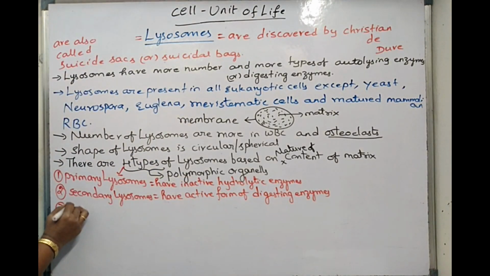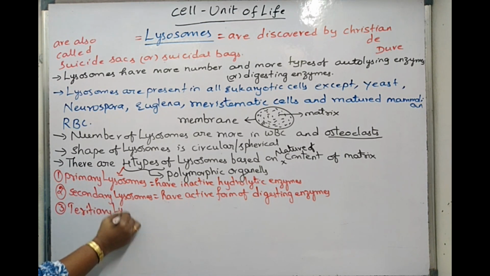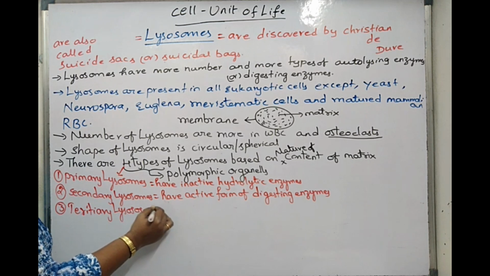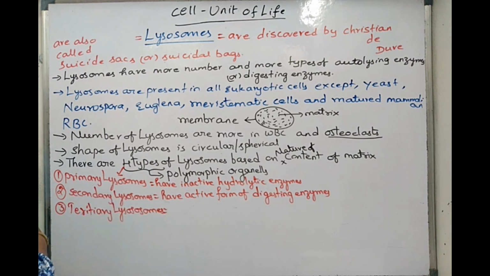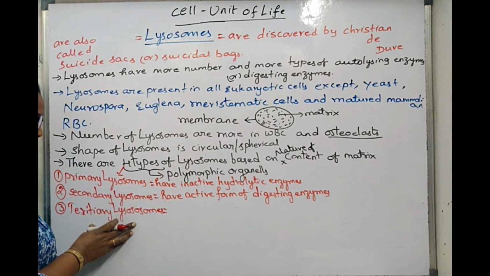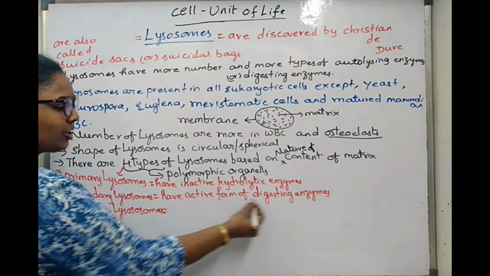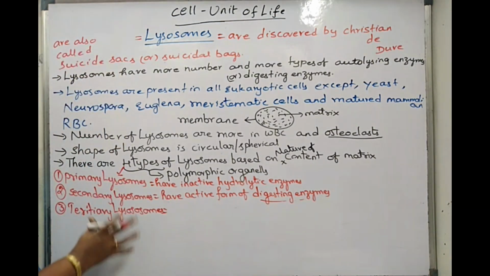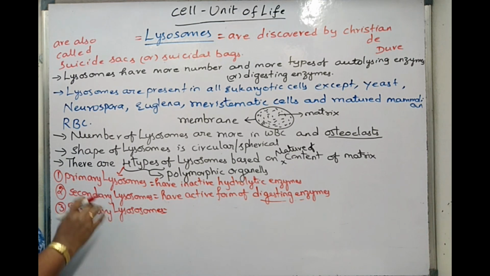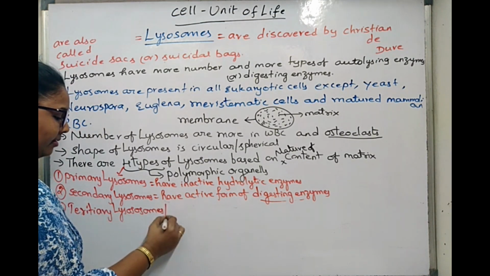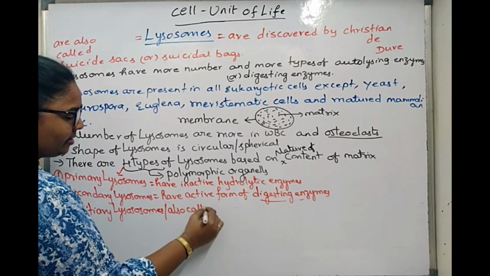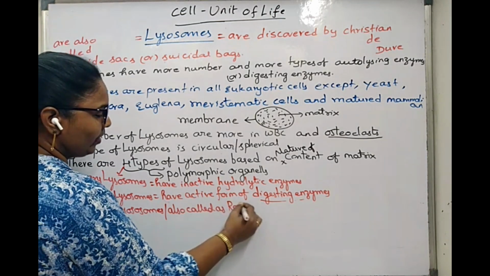Next, third one, tertiary lysosomes. These are also termed as residual bodies and have only undigested material. Means by the time of formation of tertiary lysosomes, the function of these digesting enzymes has been finished and the lysosome now is filled with the waste material. So they are also called residual bodies.